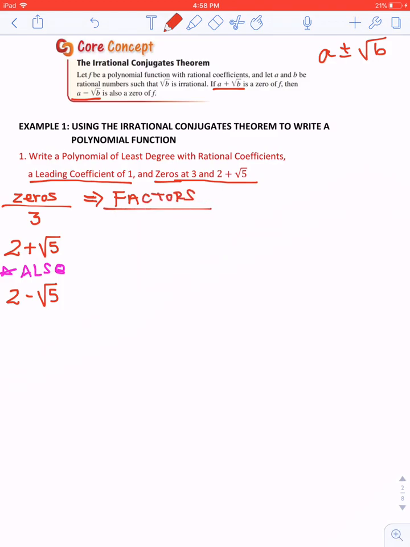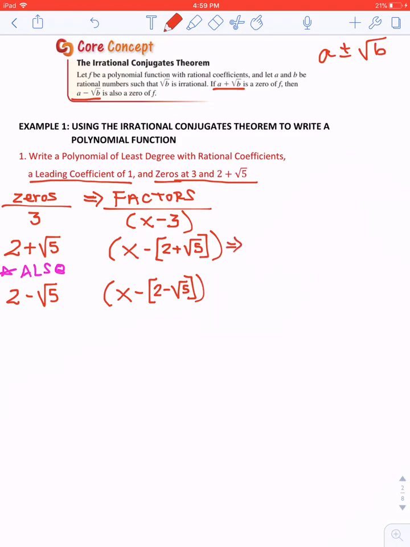So if I have a 0 at 3, I must then have a factor of x minus 3. If I have a factor at 2 plus root 5, then I have a factor of x minus, I'm going to use brackets to put that in there, 2 plus root 5. If I have a 0 at 2 minus root 5, then I have a factor of x minus 2 minus root 5.